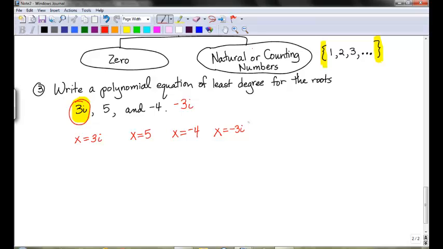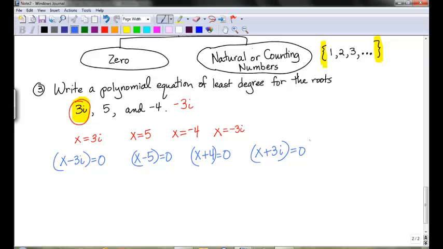Now get them equal to 0. Subtract 3i. If I take this 3i over to the other side, I'm going to subtract it. So I'd end up with x minus 3i, and I'm getting the factors. Subtract the 5. So I'd get x minus 5 equals 0. This one I have to add 4. So x plus 4 equals 0. And add 3i. So x plus 3i equals 0.